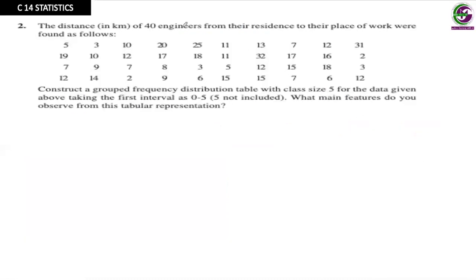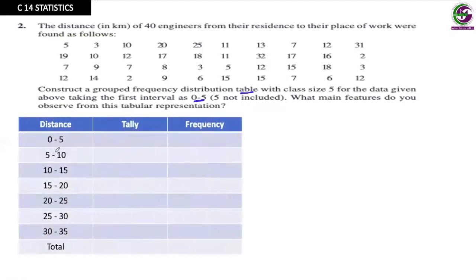The distance in kilometers of 40 engineers from their residence to their place of work were found as follows. These are the data of 40 people. Construct a frequency distribution table. So first of all, we make the table of size 5, starting from 0 to 5. What main features do you observe from the tabular representation? So this will be the second part. So first, let's see the table, starting from 0 until the highest number, which is 32. So until 35 we need.